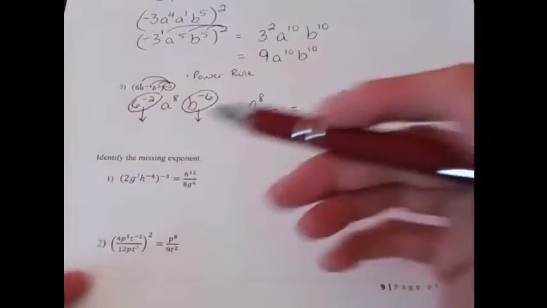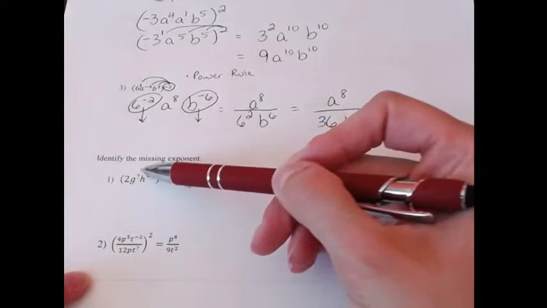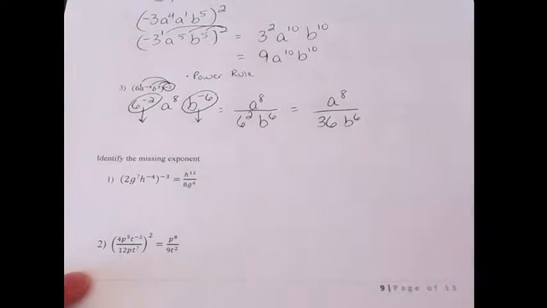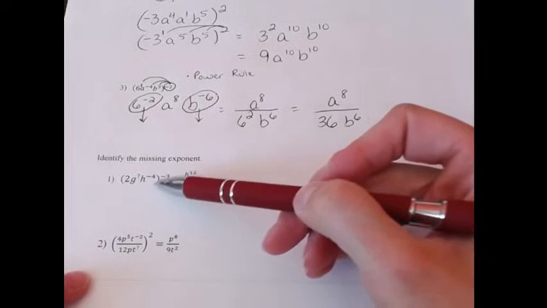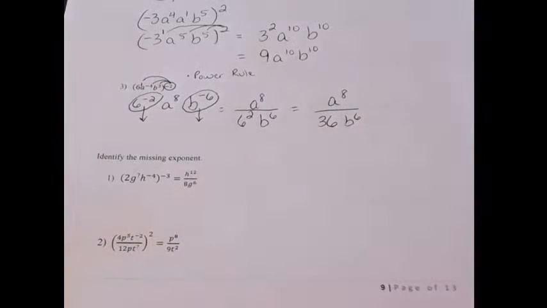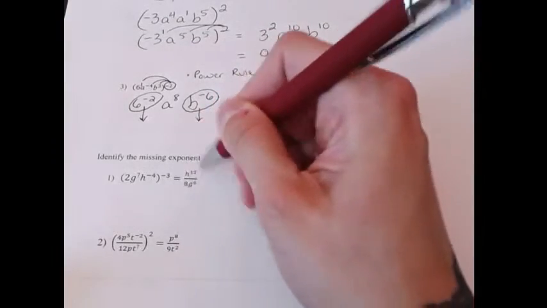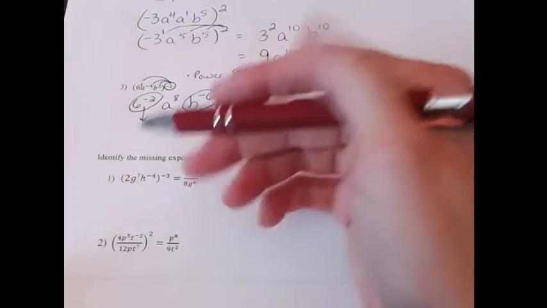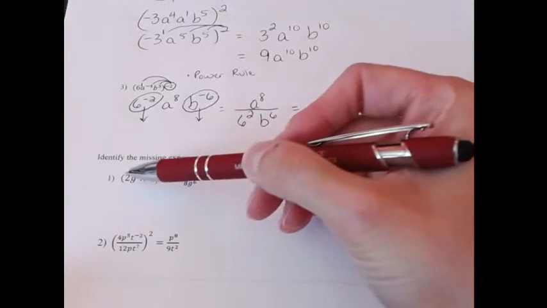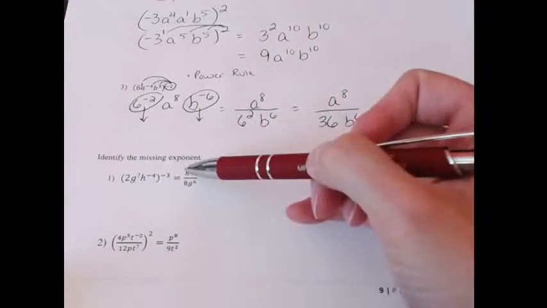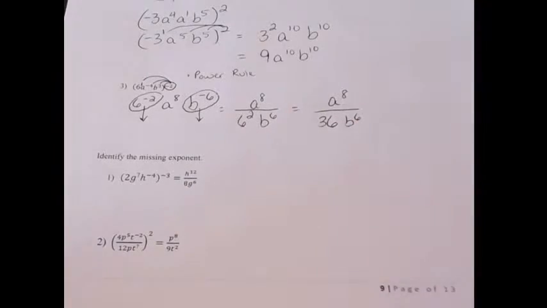So for number 1, we have 2g to the question mark. This is our missing exponent. H to the negative 4th, all raised to the negative 3rd power. Now, interestingly enough, I have the result of what I want it to look like. So notice here that we have 1, 2, 3 bases, and we also have 1, 2, 3 bases. So we know that we're not missing anything in particular.